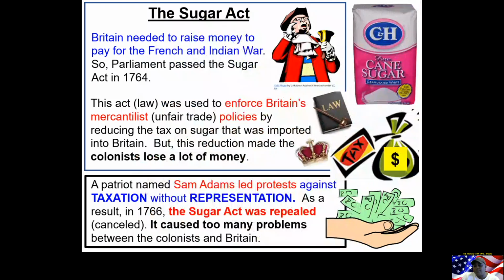Well, it doesn't matter if you like the king or not. The king got bills to pay. He got to pay for that French and Indian War. The French and Indian War is also called the Seven Years' War because that's how long it lasted, for seven years.